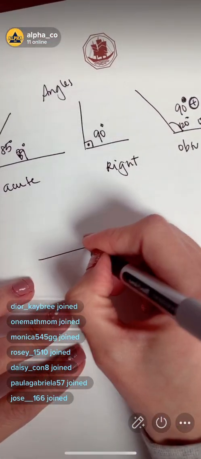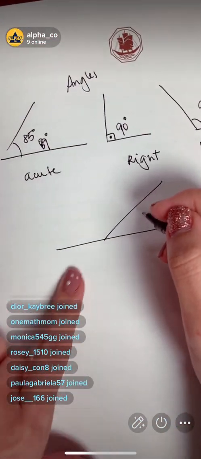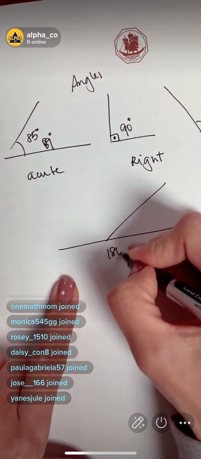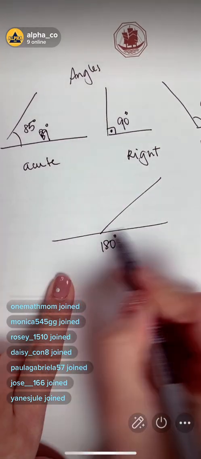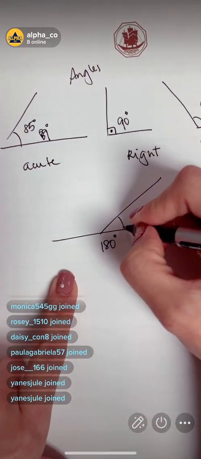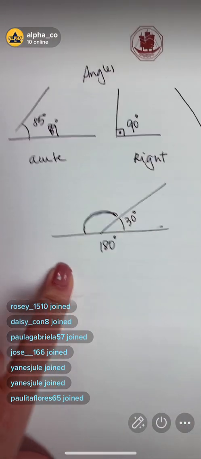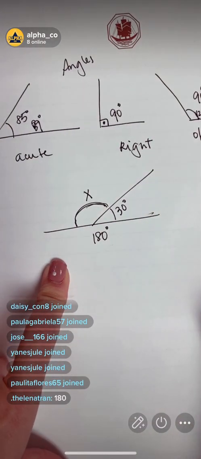So if you're measuring any angle and they ask you to find the angles here, you'll just have to know that the horizontal line like this is 180 degrees. Okay, so this is 180. So let's say this is 30. So what is the other angle? Can you guys answer? What is this angle here?